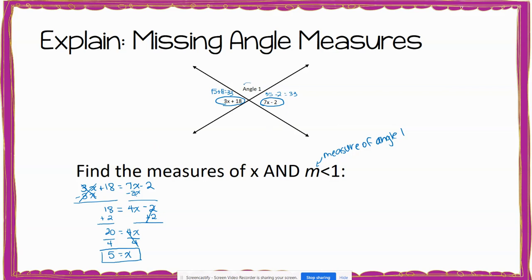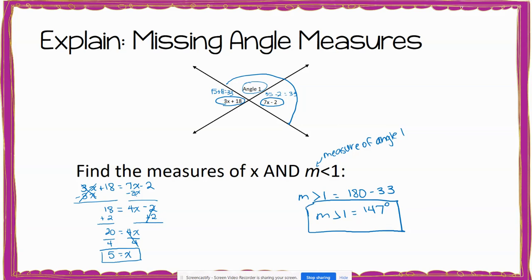I can use that to find the measure of angle 1, because I know that both of these are supplementary to angle 1. So since I know that these angles have a value of 33 degrees, the measure of angle 1 can be found by doing 180 minus 33. Well, if I do 180 minus 33, I'm going to get 147. So the measure of angle 1 is equal to 147 degrees.